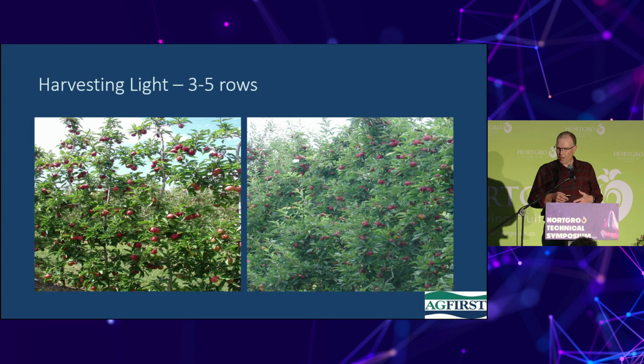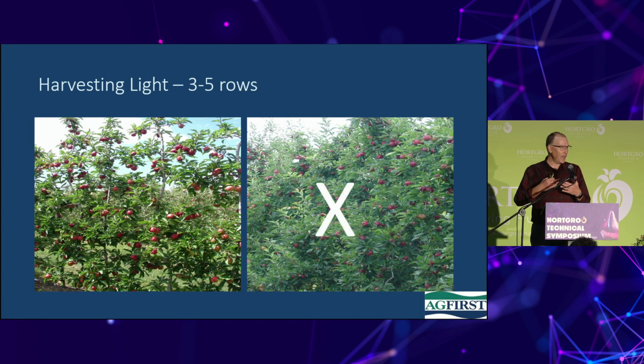So if we look at the differences in canopies, you look at the canopy on the left, it's okay, I can just see through to the next canopy, but the canopy on the right is a brick wall. You know, and you're only going to have great quality fruit on the outside of that canopy.